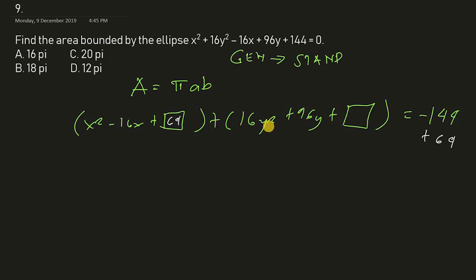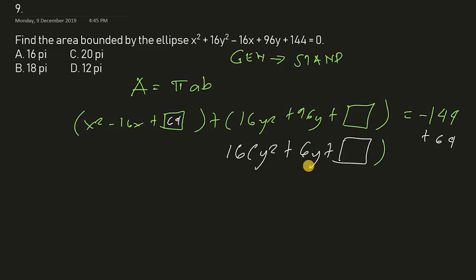Pero ito, hindi ko pa ito pwedeng completing the square kasi kailangan ko munang i-factor out yung 16. Kasi dapat, yung coefficient ng mga may degree na raised to 2 is equal to 1. Eh, ito 16. So, i-factor out ko siya. So, magiging 16 y squared, 96 divided by 16 is 6. So, plus 6y plus blank. Alright. So, solve ko na yan. Pwede ko na siyang i-complete the square.